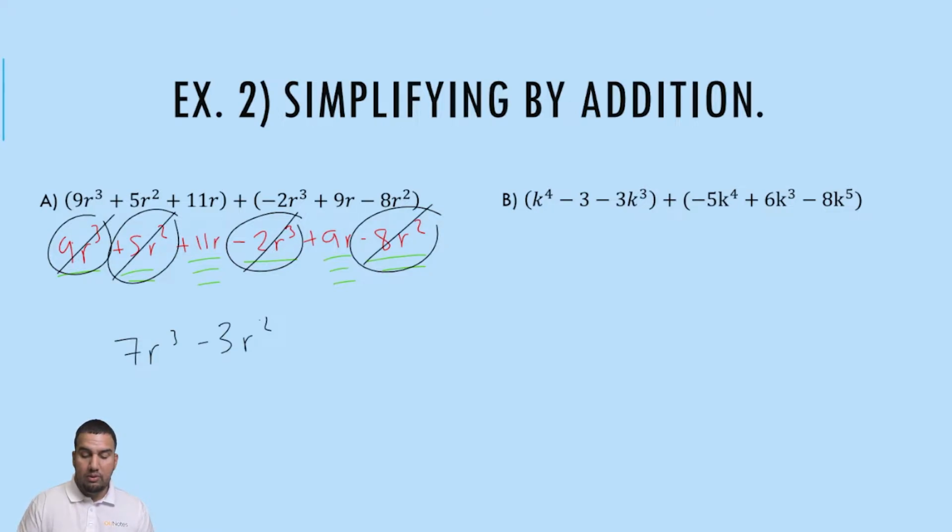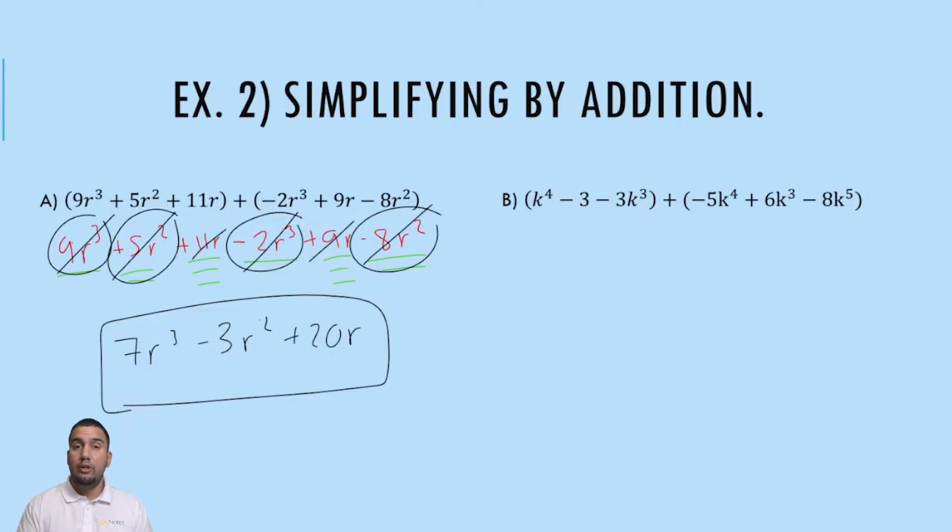Once I combine those two, I'm going to cross them off, and I'm going to go to my last piece, which is going to be 11r plus 9r, which is simply going to be 20r. And then once I combine those, I'm done. And this will be my final answer. And that's it. So hopefully you got it right. If not, hopefully you saw where you made a mistake. But you got to make sure you combine like terms.